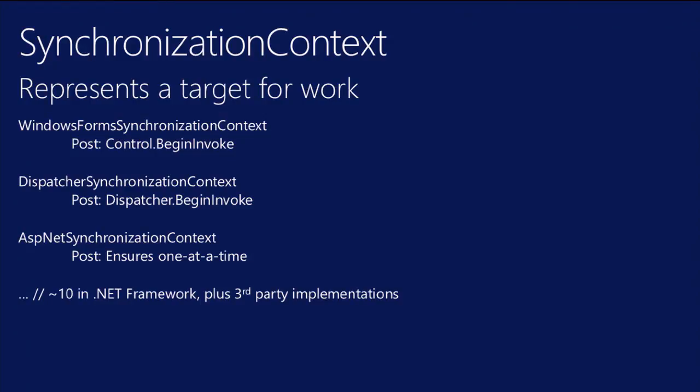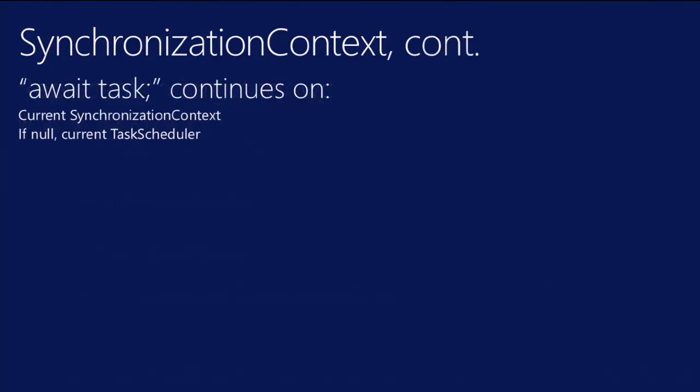And so there's like about 10 more of these. Third parties can create their own for the threading environments that they create. And this is that core way that we're able to resume where you left off. This is the way that the await keyword knows how to put you back where you were. And so when you say await task, when your user says it, calling your API, or when you say it as a library author, calling other APIs, what happens is the C# and VB compiler code gen captures the current sync context where you are, holds on to it, right?